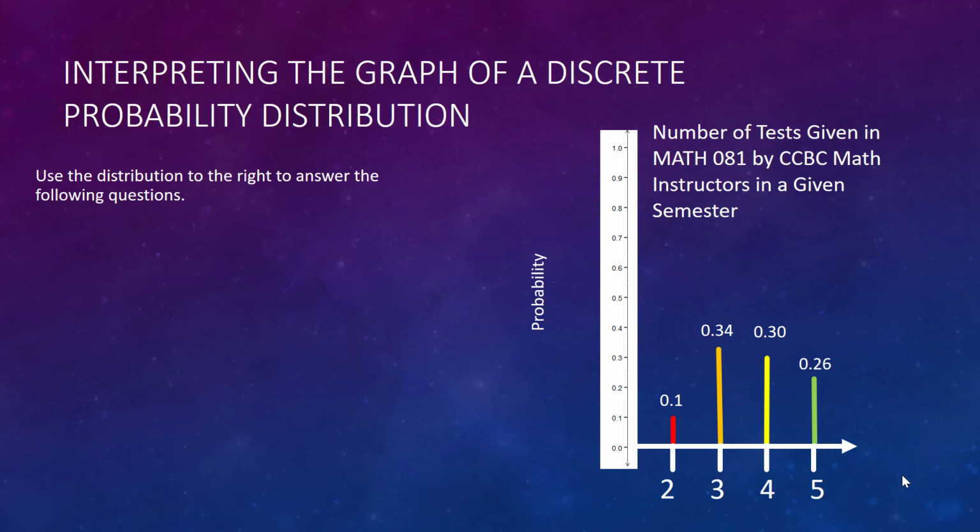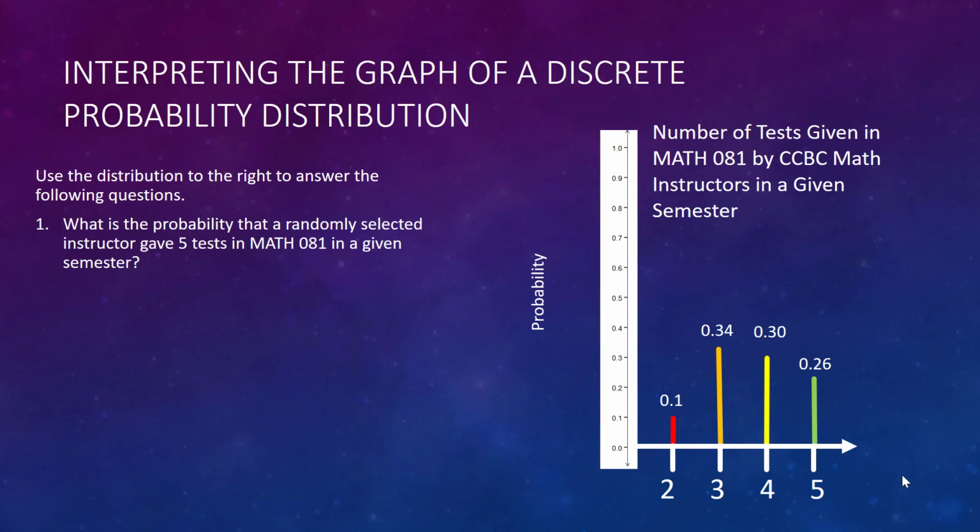Interpreting the graph of a discrete probability distribution. Use the distribution to the right to answer the following questions. Number 1. What is the probability that a randomly selected instructor gave 5 tests in Math 081 in a given semester? As you go through these questions, please pause the video after I read each question, write down your answer, and then unpause the video to check your answer.